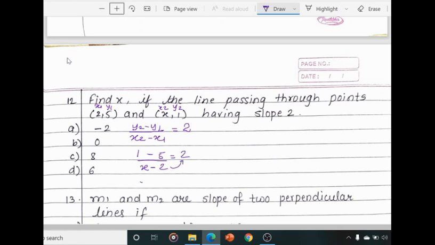Take this to this side. Minus 4 is equals to 2 into x minus 2. So we get minus 4 is equals to 2x minus 4. Again this minus 4 will get cancelled and we get 2x is equals to 0. So x is equals to 0 by 2 and the answer is 0.